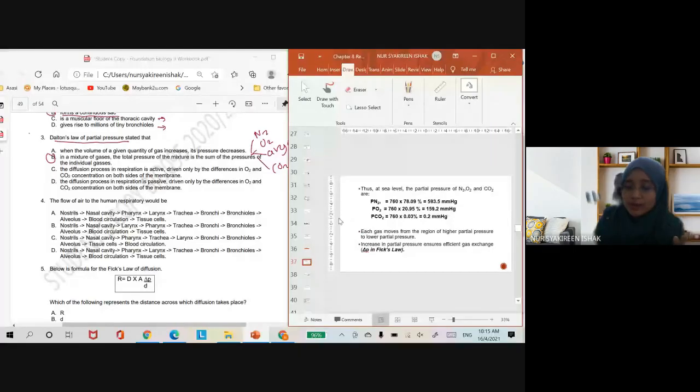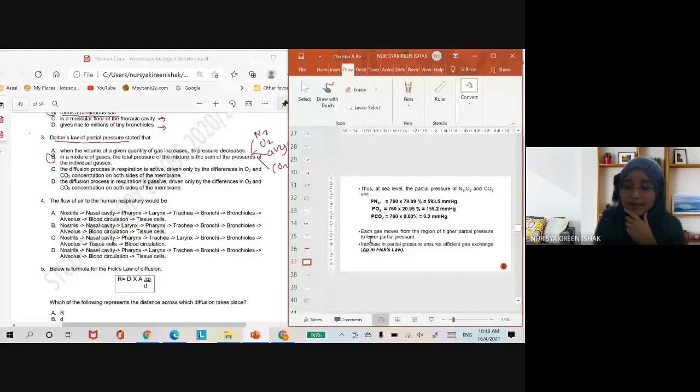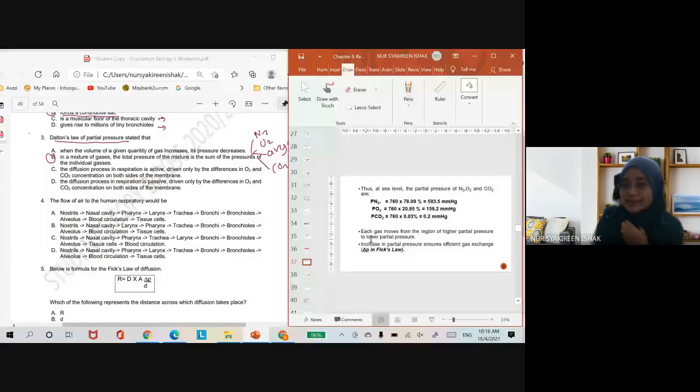So for human, we use negative pressure breathing. When you inhale, the volume of your lung will increase, but the pressure inside the lung will decrease. Okay, so it forces the air from outside to enter into your lung. So kalau human, ingat we use negative pressure breathing, which is inside the lung the pressure is lower compared to the outside.